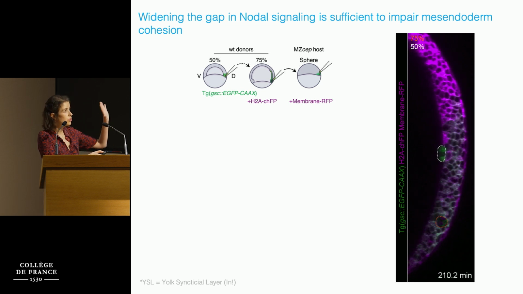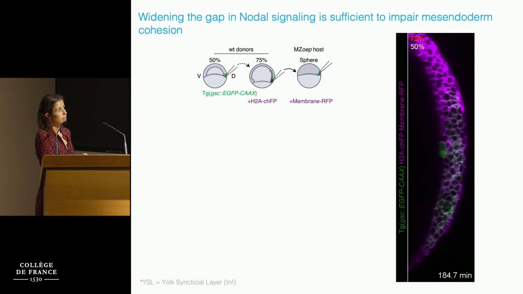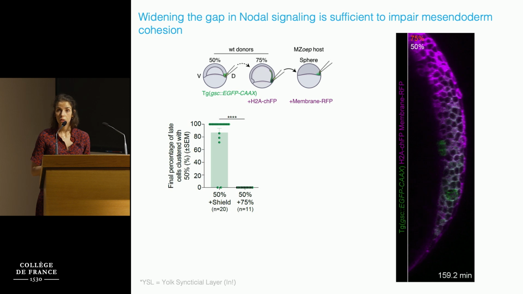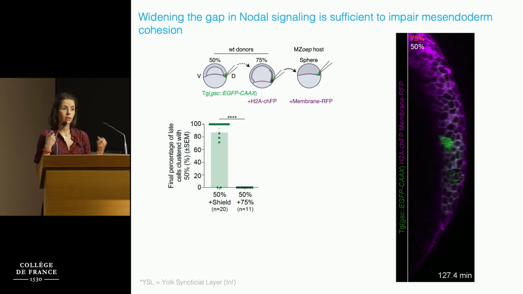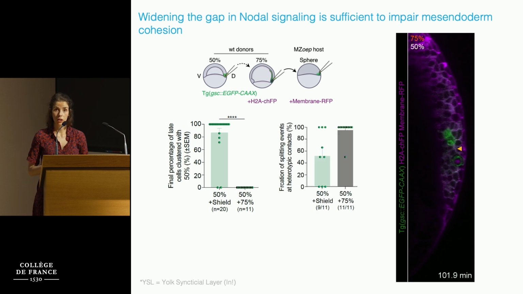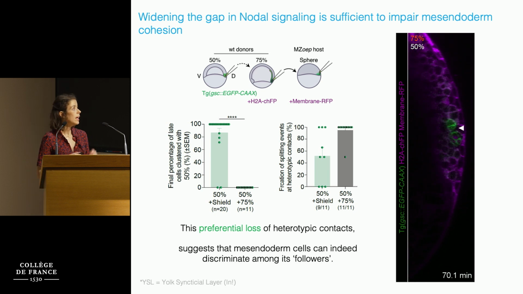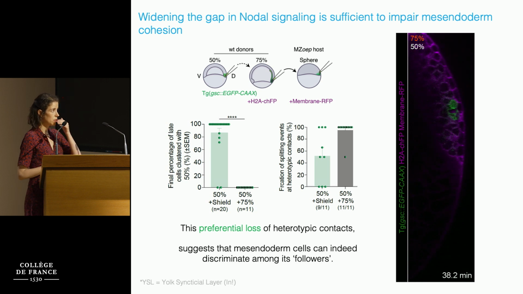They really don't care. They just drop the followers, and the followers stay outside until the end of gastrulation. And this was really a dramatic difference in behavior. When we monitored what are those contacts that get lost when the clusters split, we saw a huge increase in the proportion of heterotypic contacts, which really suggests that there is a preferential loss of those contacts and that the leader cells can indeed discriminate amongst its followers.